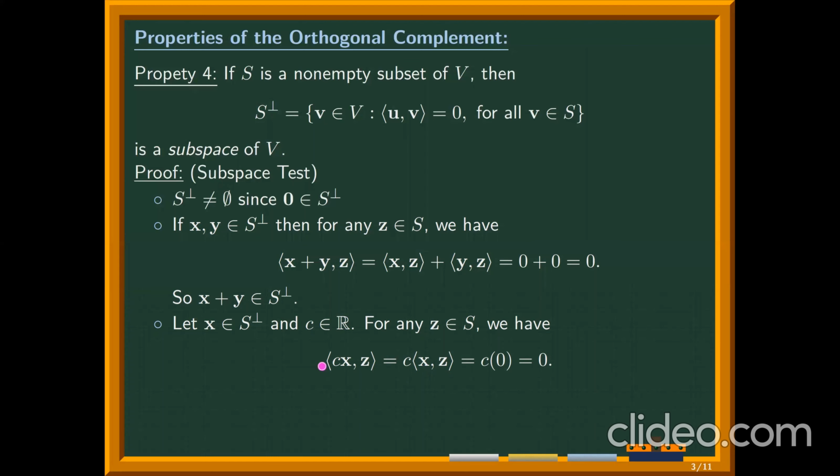But X is in S-perp and Z is in S, so the inner product of X and Z is 0. And so this inner product equals C times 0, or 0. This shows that CX is in S-perp, and we conclude that S-perp is a subspace of V.